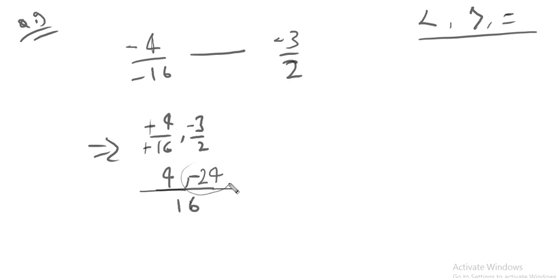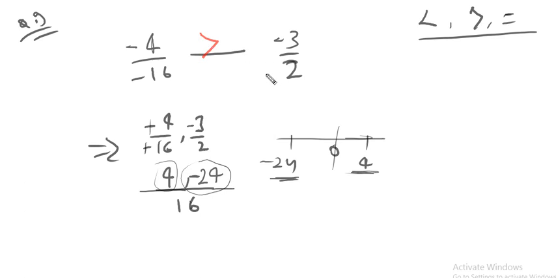So this number is less. Minus 24 is less than 4. Definitely minus 24 will come on this side of the number line, and 4 will come on this side from the 0. So this is lower than this one. So here the less-than sign will come. You can see, by seeing this, that this number is greater than this number, right? So in this way you have to solve question number 9 part B, C or D, right?